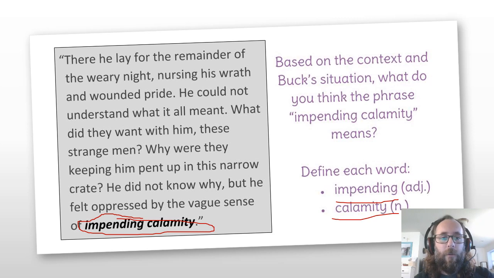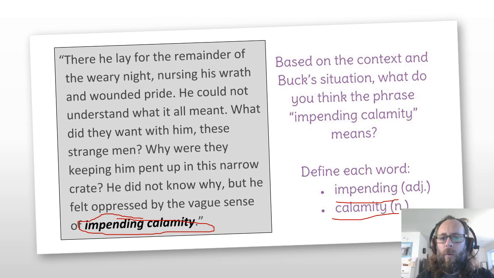There he lay for the remainder of the weary night, nursing his wrath and wounded pride. He could not understand what it all meant. What did they want with him, these strange men? Why were they keeping him pent up in this narrow crate? He did not know why, but he felt oppressed by the vague sense of impending calamity.